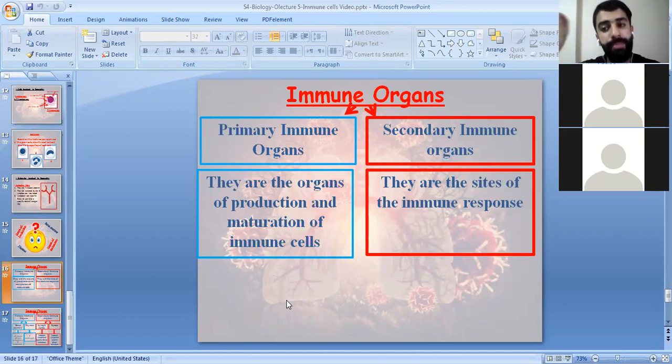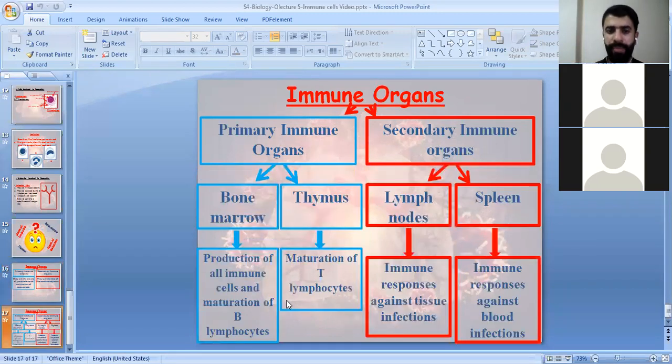Here we are going to talk about B and T. The secondary immune organs are the sites where the immune response is going to occur, where the antigens and antibodies will attack each other. Primary immune organs: we have bone marrow and the thymus. Bone marrow starts with the letter B, and thymus starts with the letter T. So pay attention to this. Bone marrow is the boss. Bone marrow is responsible for the production of both B and T lymphocytes.